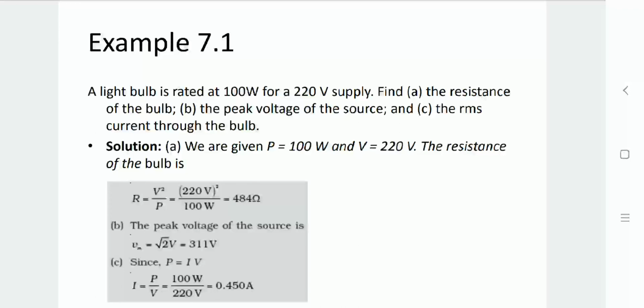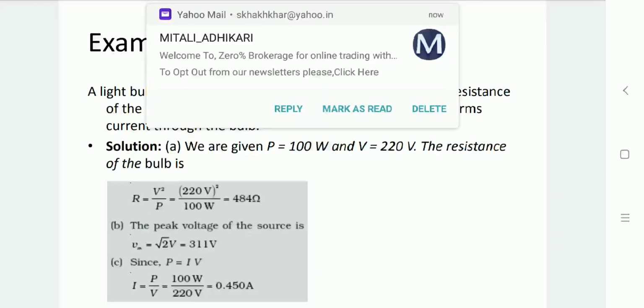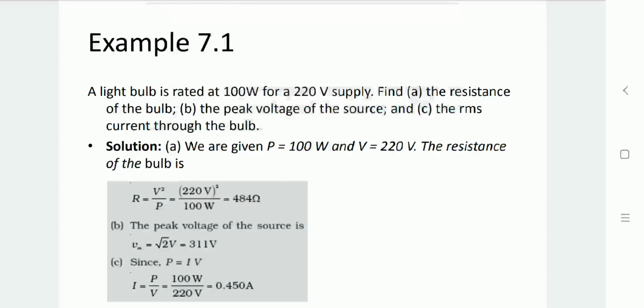Now we want to get the value of the peak voltage of the source. So peak voltage we can get by using root 2. As we know, voltage V equals Vm by root 2. So now make Vm the subject of the formula. It would be root 2 into V. Place the value of voltage, 220 volt, over here. So we are able to get the maximum value of the voltage, that is 311 volt.